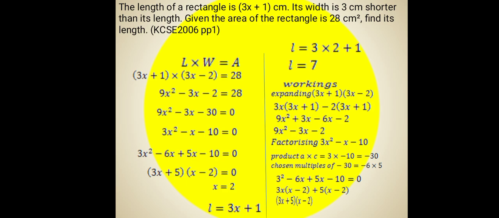Now here we form an equation based on the formula for finding the area of a rectangle, which is length times width. So you just multiply the values and equate the area being given. So it will be 3x plus 1 multiplied by 3x minus 2 is equal to 28. And then solving, you find that the length is equal to 7.